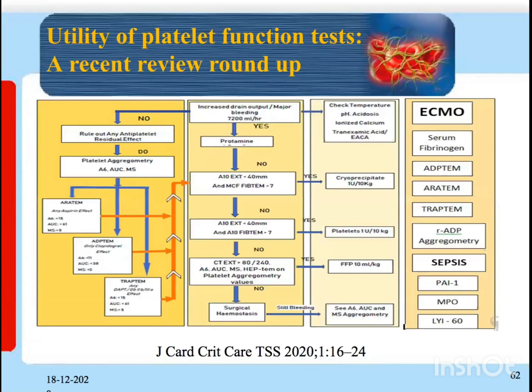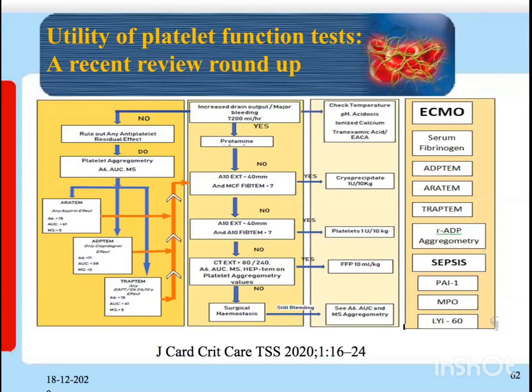This was the algorithm which we used for our ECMO patients. We did serum fibrinogens, we did ADP-TEM, ARA-TEM, and TRAP-TEM to tell us about the dual antiplatelet drugs that the patient was on. Then we did a residual ADP aggregometry, and for sepsis, we did PAI-1, metalloproteolysis, and lysis at 60 minutes. And we followed this when we were weaning off with protamine and post-protamine even in our CABG patients.